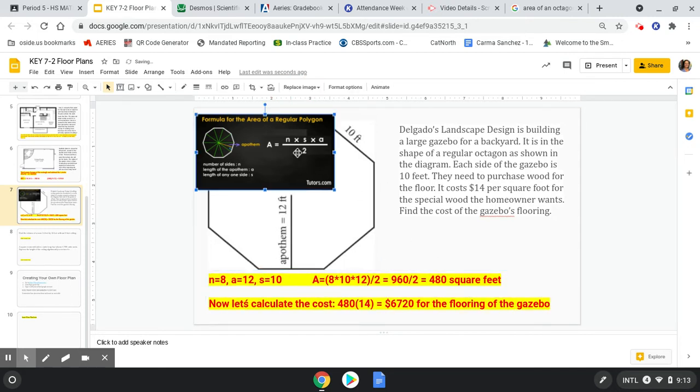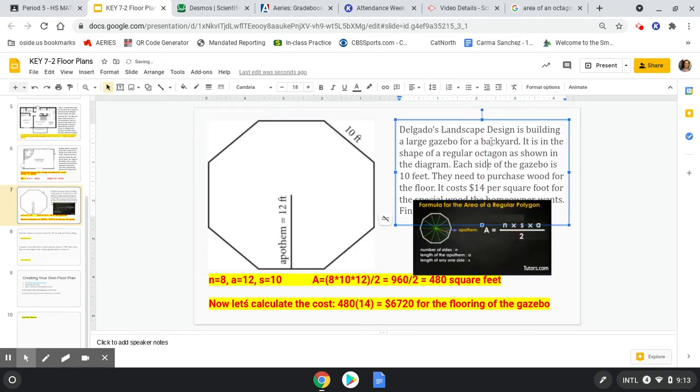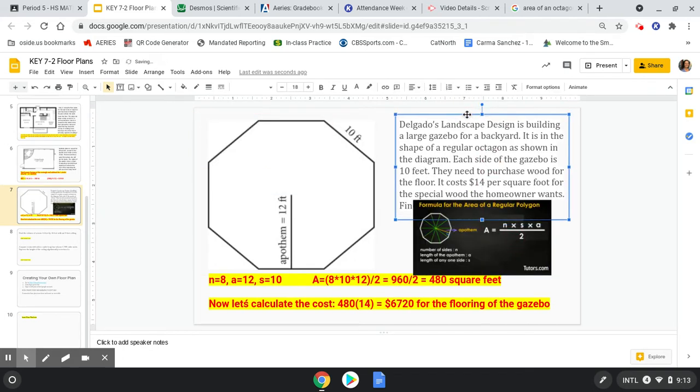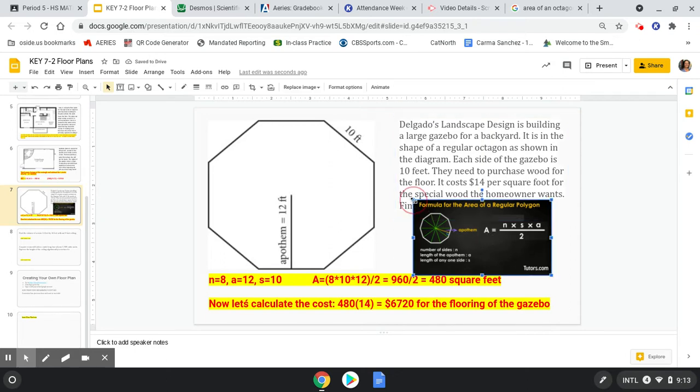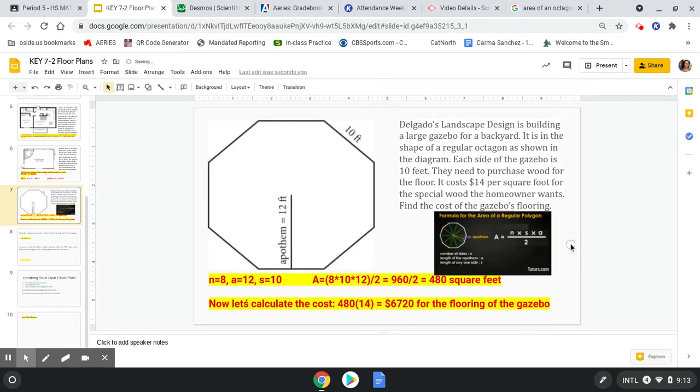Okay, and I don't know, where do we want to put this? Do we want to squish it down here? Something like that. I don't know.